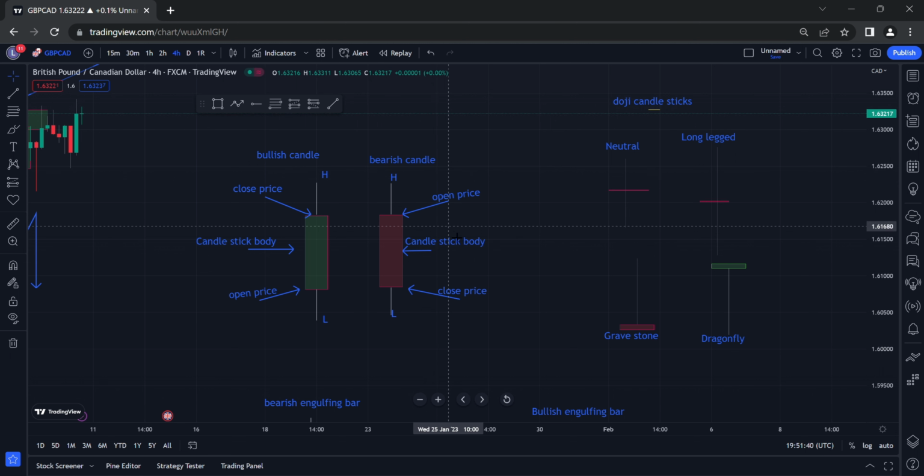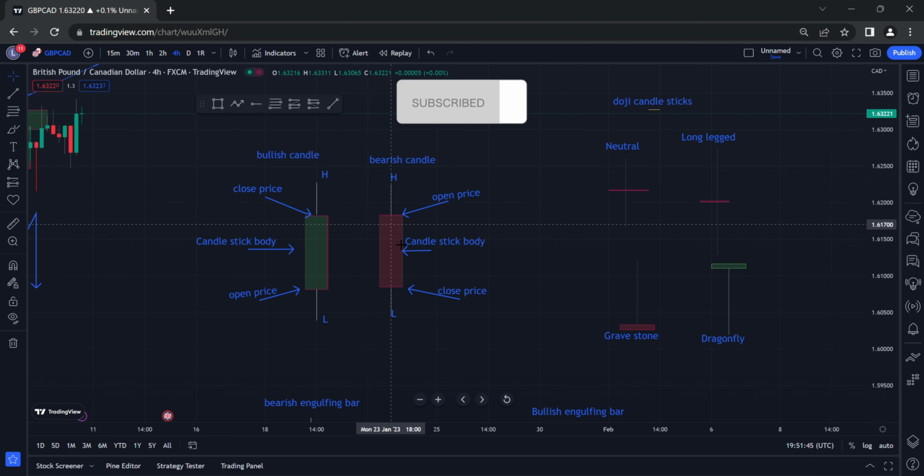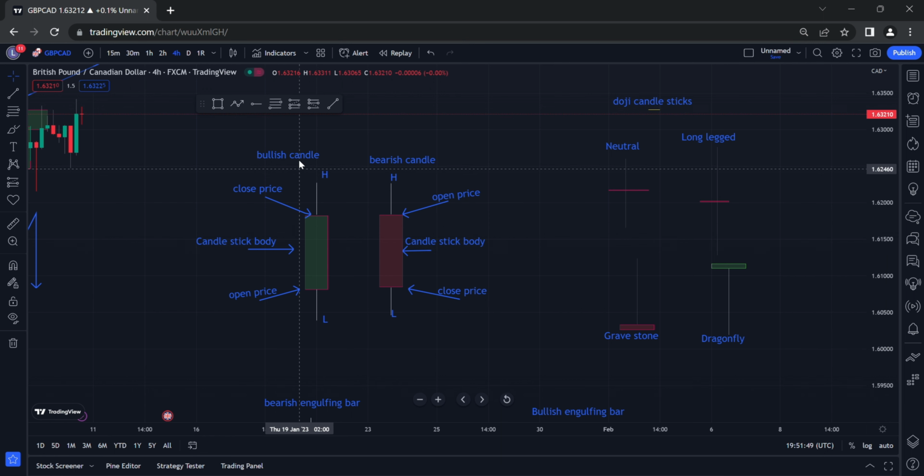As you see, my bullish candles are in green, and my bearish candles are in red. Okay, I think I'm clear about that. The bullish candles are in green, then the bearish candles are in red. If you see a red candle on my chart, it is a bearish candle.